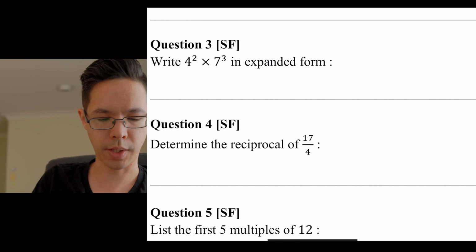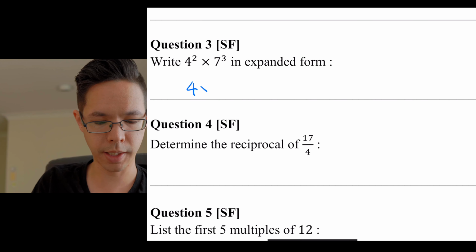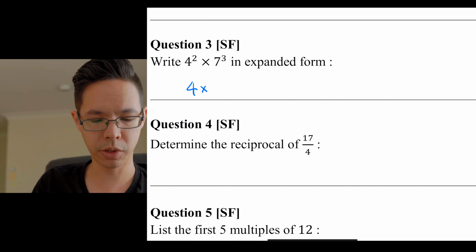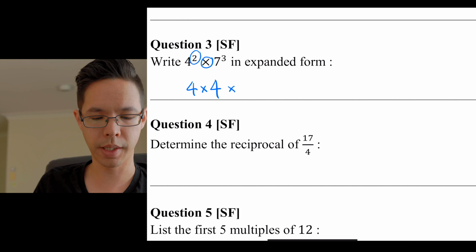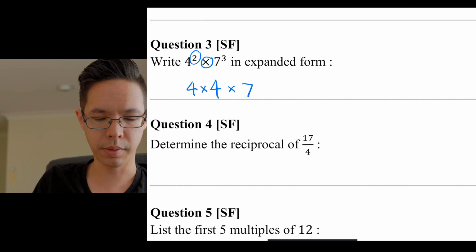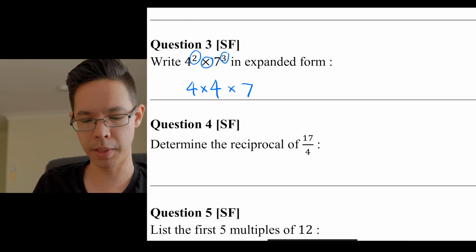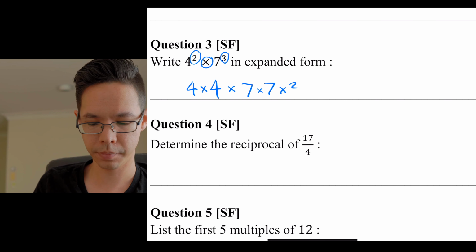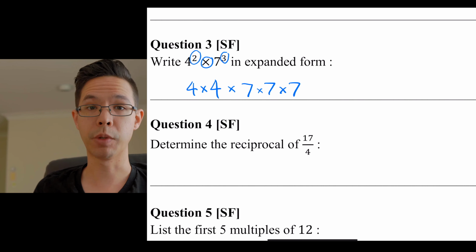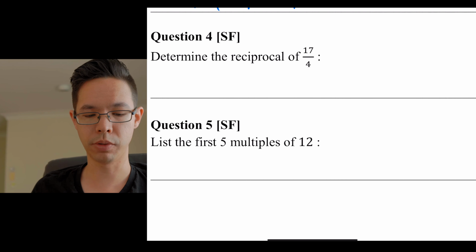So let's put that into action here. Expanding it out, 4 has been multiplied against itself this many times, so it's 4 times 4. And we carry this one down, so multiplied. 7 is the base number now, and it's multiplied against itself this many times. And we're done.